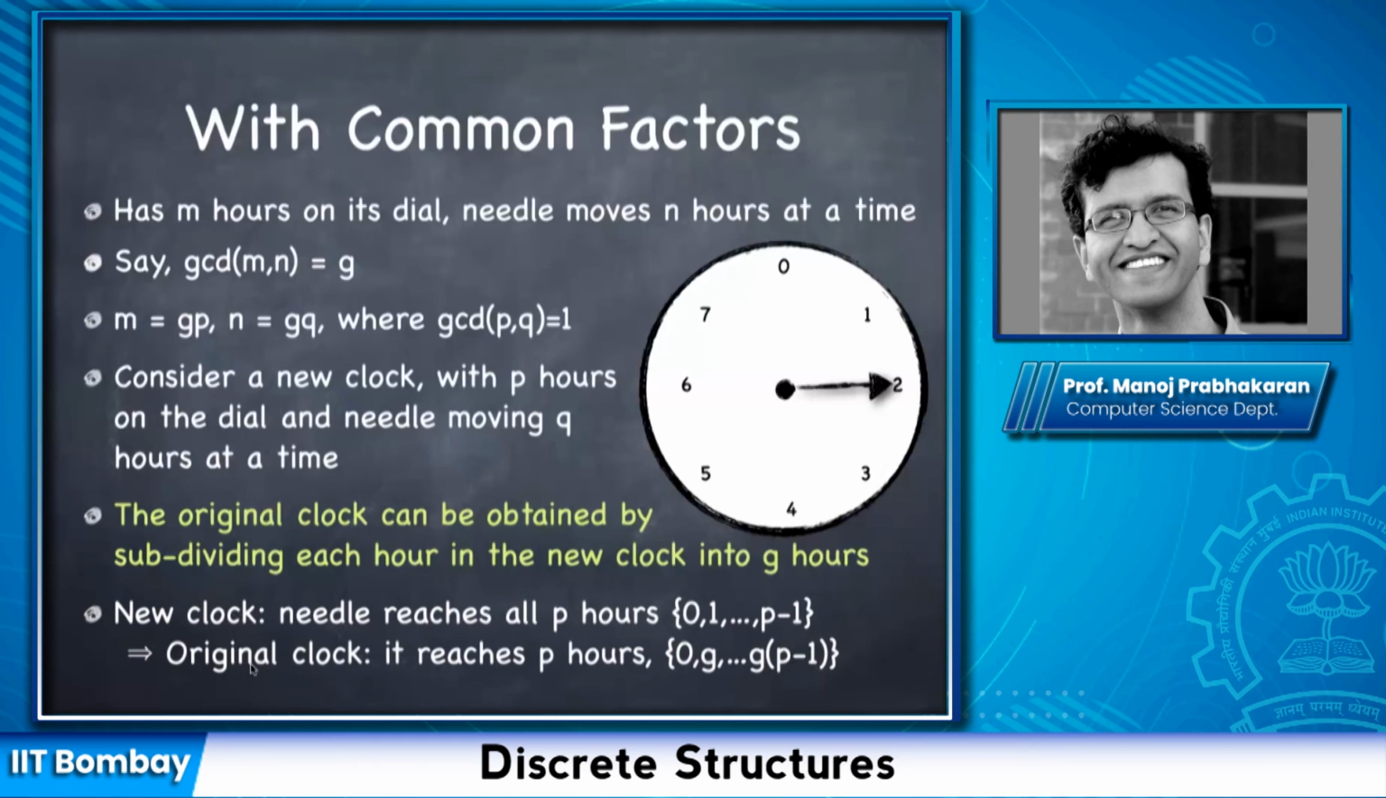It means in the original clock, this needle is going through hours that are multiples of g of this original one, right? So of this new one. So 0g all the way to g times p minus 1. Those are the positions that the needle is going through in the original clock.